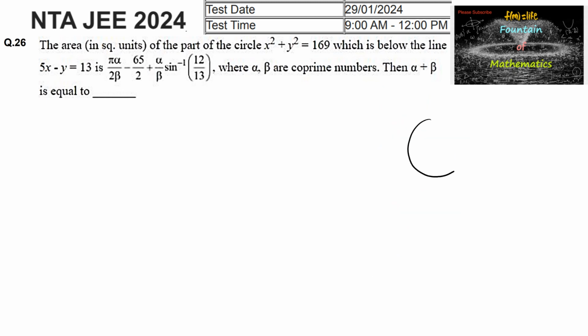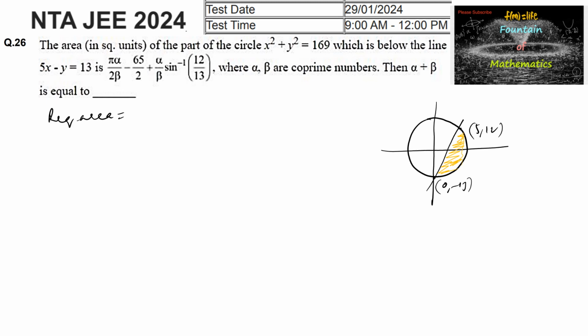So based on the diagram, the points are (5, 12) and (0, -13). We can consider the area under this curve. We can represent the required area as the integral from -13 to 12. The upper curve will be the circle equation minus the lower curve, which will be the straight line.